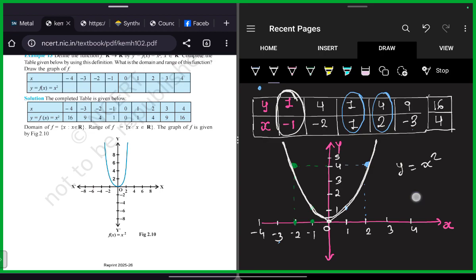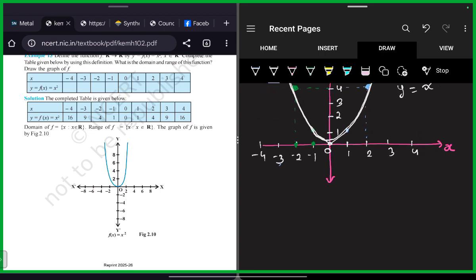No, sir. What will the domain be here? That x belongs to R. You can put any values of x, right? And what will the range be? We know that function f is x square such that x belongs to R. Okay?